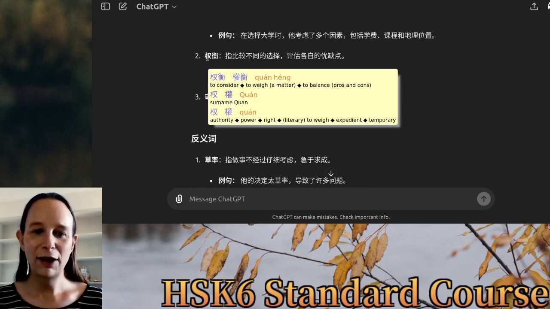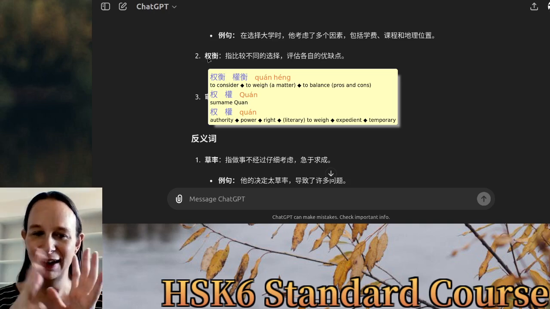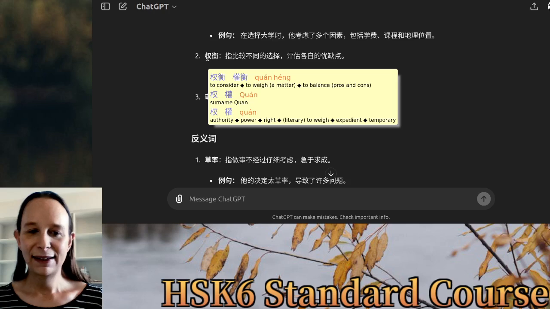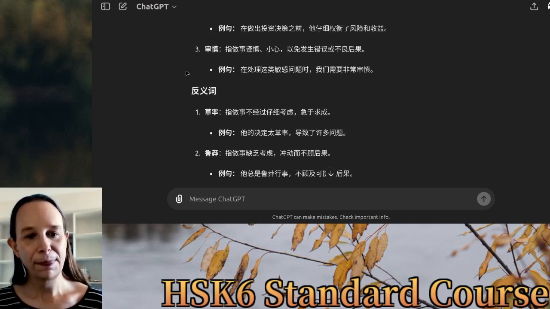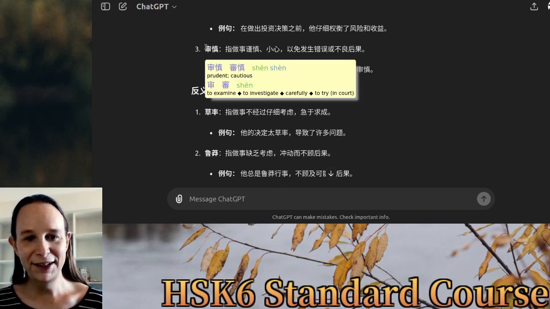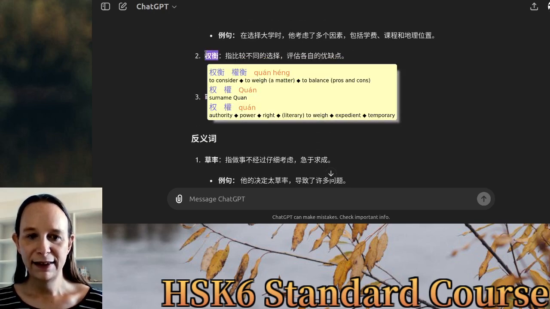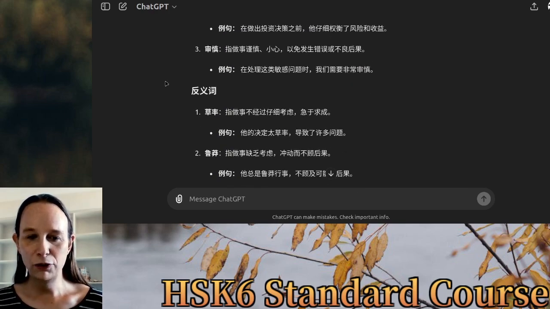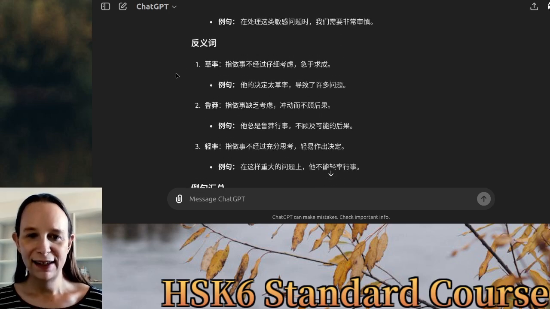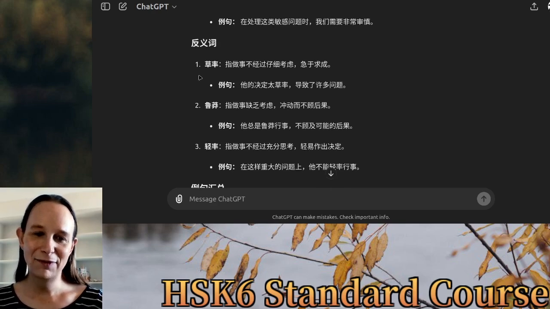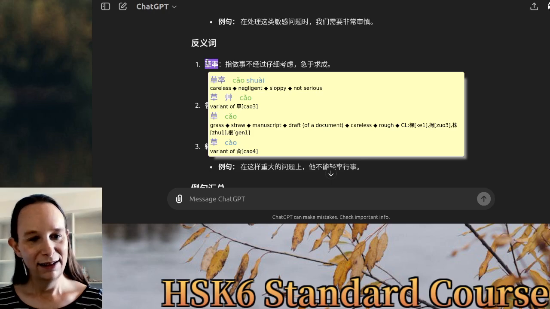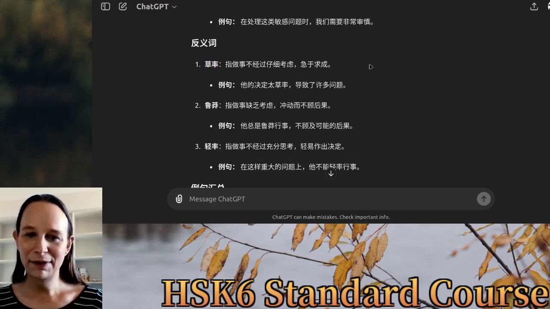考虑权衡, yeah, 权衡. Often you 权衡利弊. So you want to work out if the li is bigger or smaller than the bi. 利大于弊，利小于弊。权衡利弊，有利也有弊。慎慎, what is 慎慎? Prudent, cautious. That's not a verb. 斟酌 is a verb. 草率. I'll try is reckless. Rash is probably better. Careless, negligent, sloppy, not serious. Okay, 草率. This is not a verb.